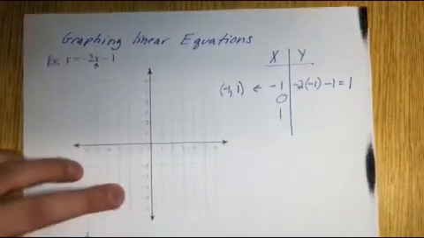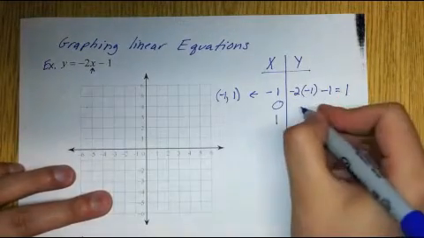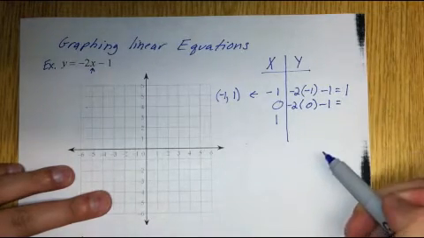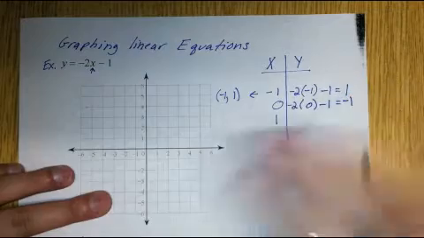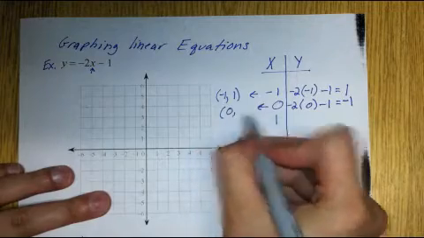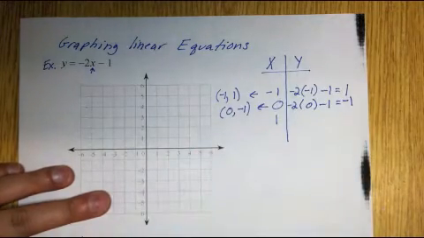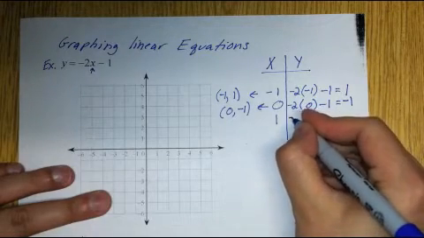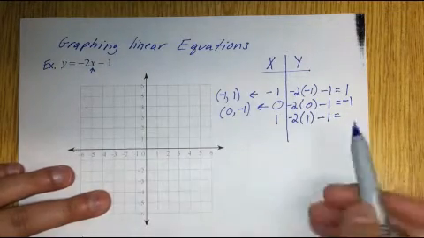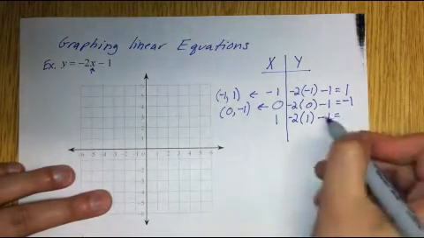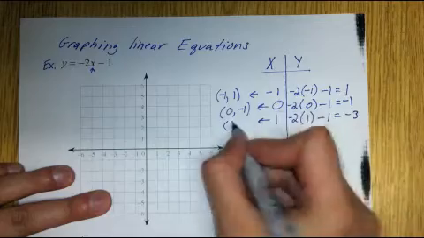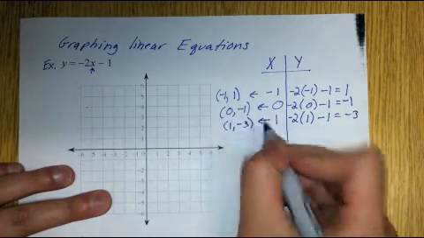Input, output. Moving on. Where's 0 going to go? Of course, right into x. -2 times 0 minus 1. -2 times 0 is 0. Minus 1 is -1. Let's make an ordered pair, x, y, so we have (0, -1). Let's do this last one. We have -2 times 1 minus 1. -2 times 1 is -2, minus 1 is -3. Ordered pair, (1, -3).